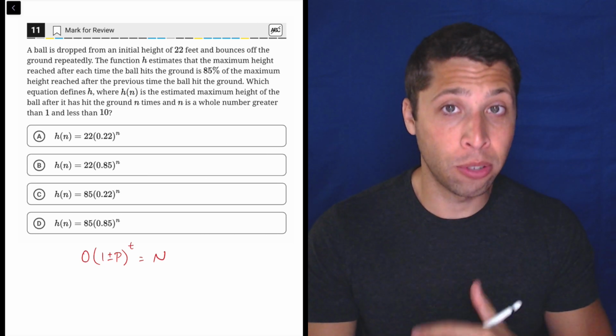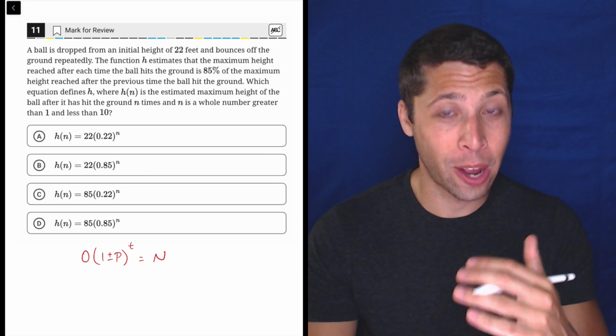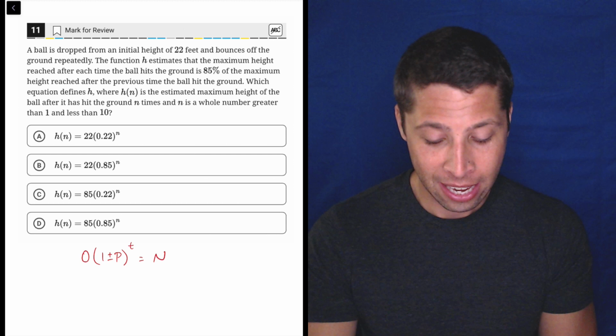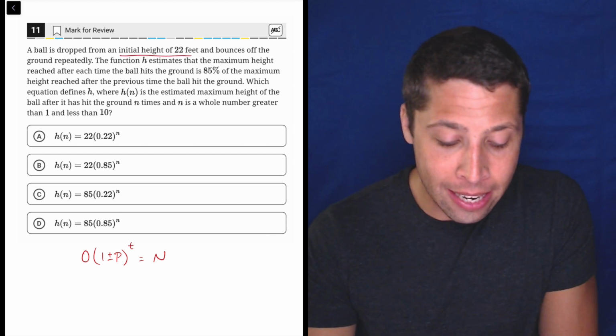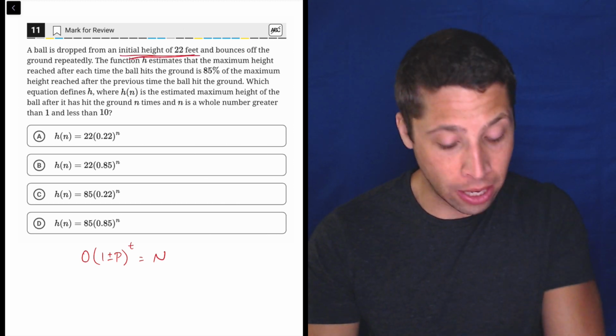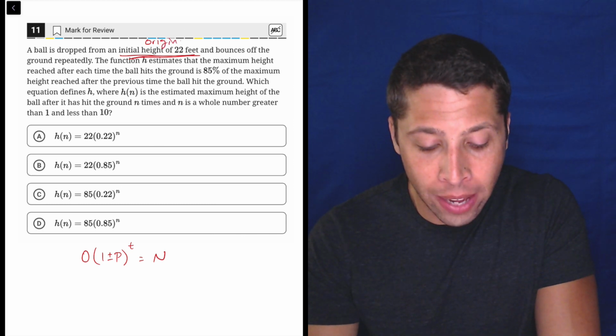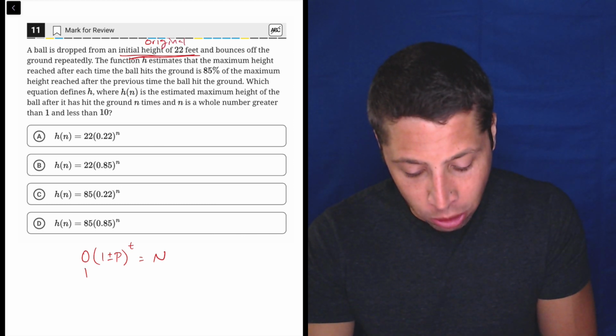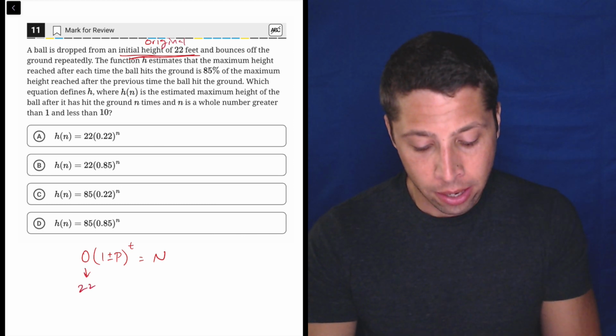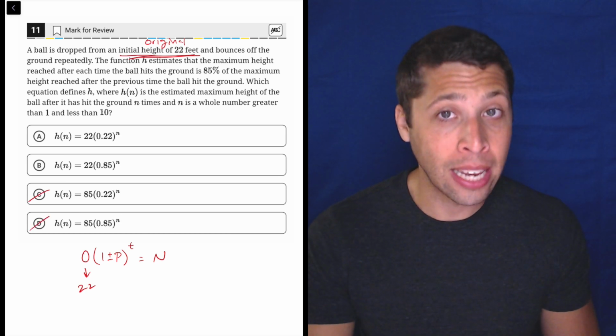So here's how we're going to use this formula to start the question, and then we're going to change it slightly. A ball is dropped from an initial height of 22 feet. Right away, we're given our original value. So what does that mean? That means 22 has got to go right here out front. So that gets rid of C and D without really any effort at all.